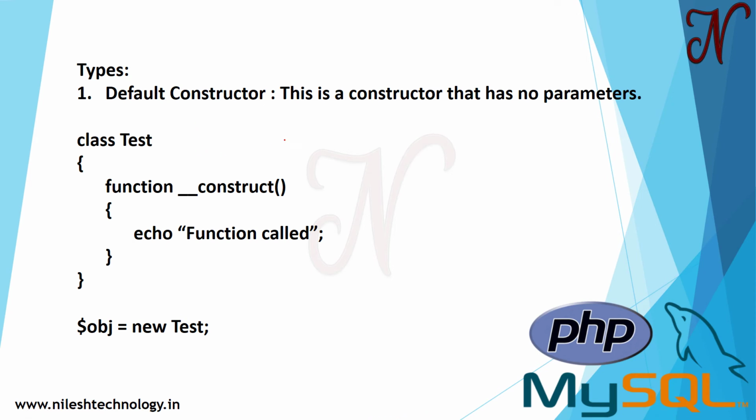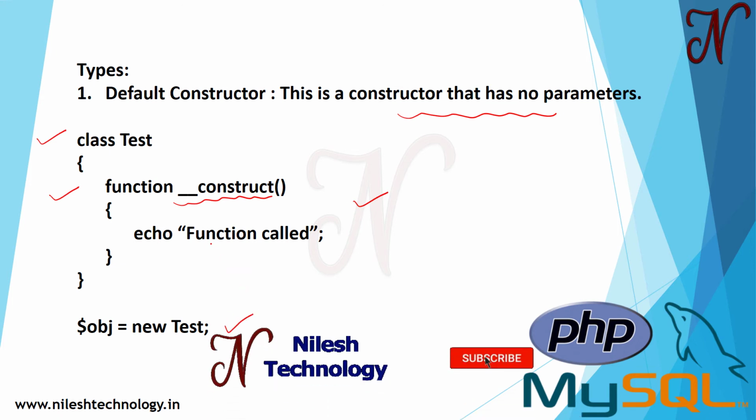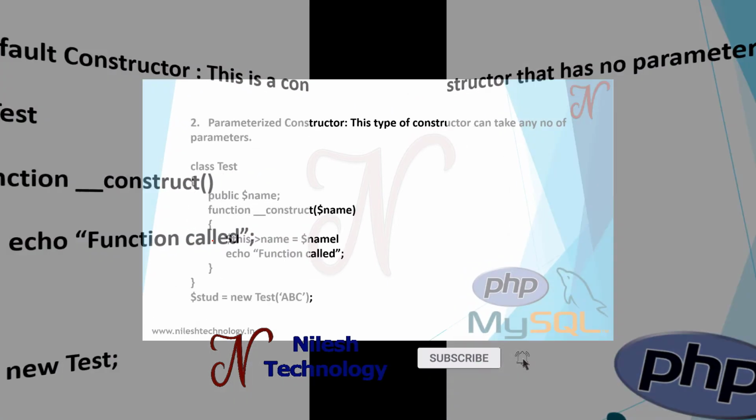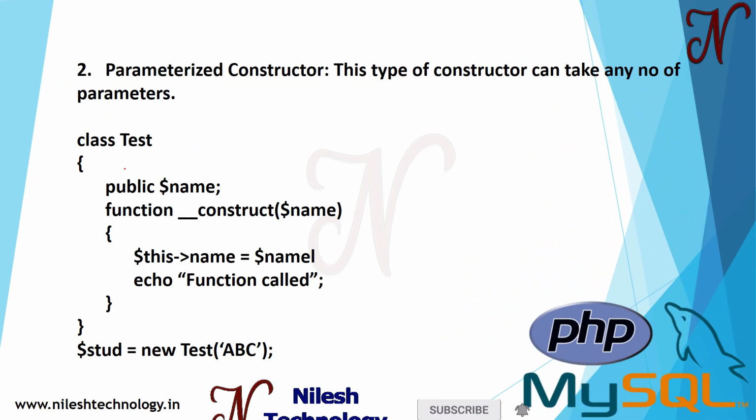So default: this constructor does not have any parameter. So see, this is the class, and we define a constructor by using this __construct function. So this is the constructor. When you create one object of the test class, then this constructor is called automatically. And the second one is the parameterized constructor. If the constructor has any kind of parameter, then it is called a parameterized constructor.